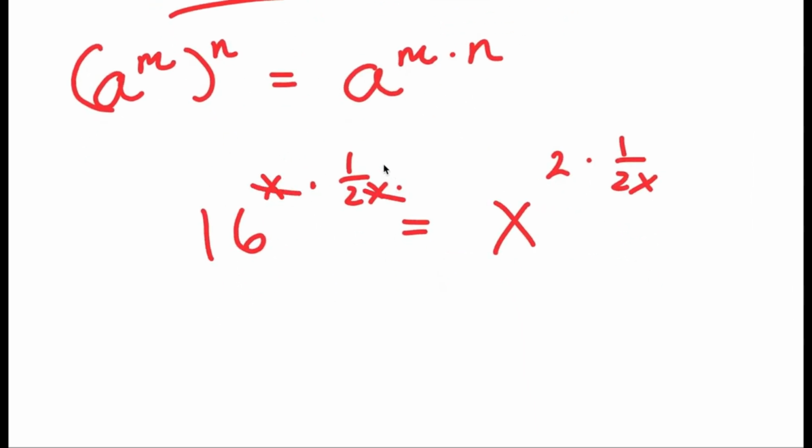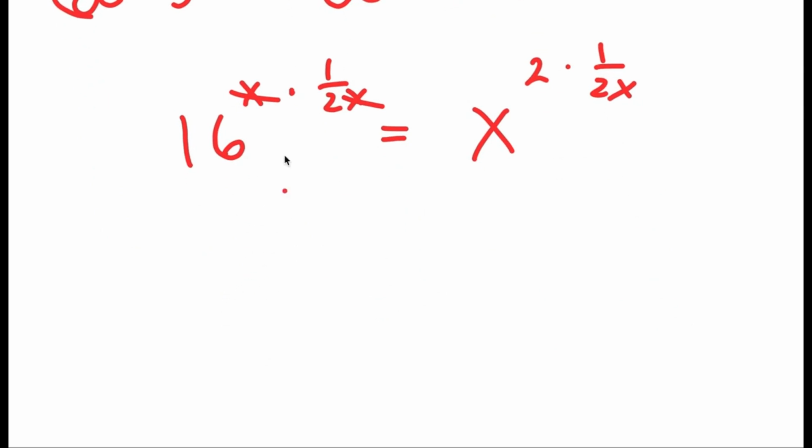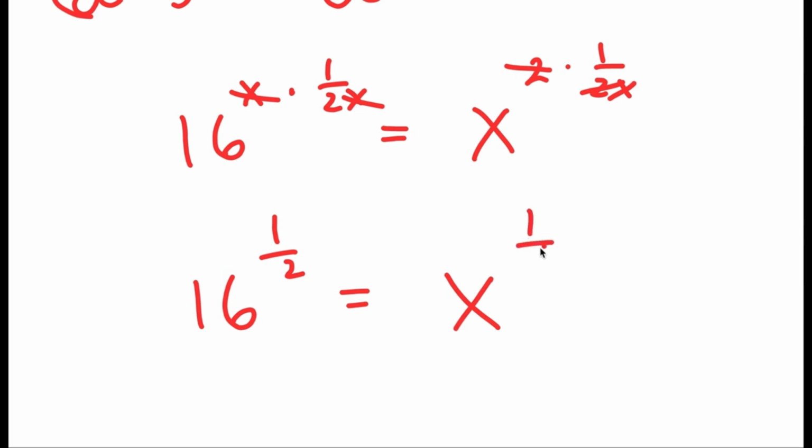Now, the x and x cancel out on my left-hand side because they multiply out, so I'm left with 16 to the power of 1/2 on my left-hand side. And for my right-hand side, the 2's cancel out, so I'm left with x to the power of 1 over x.